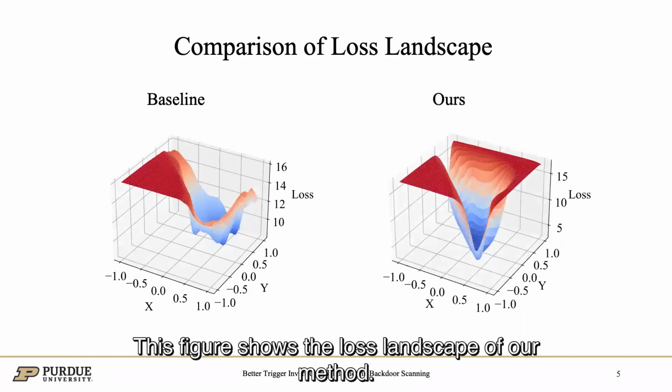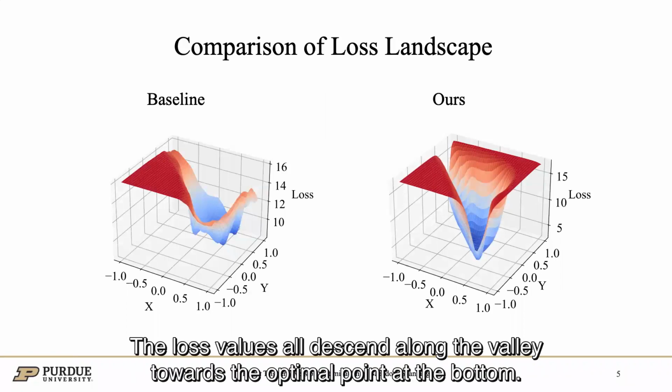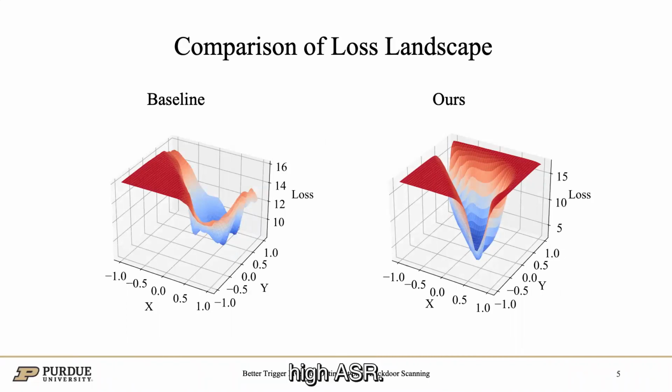This figure shows the loss landscape of our method. You can see our loss surface is much smoother. The loss values all descend along the valley towards the optimum point at the bottom. This demonstrates that our method is able to easily find an optimal small trigger with high ASR.